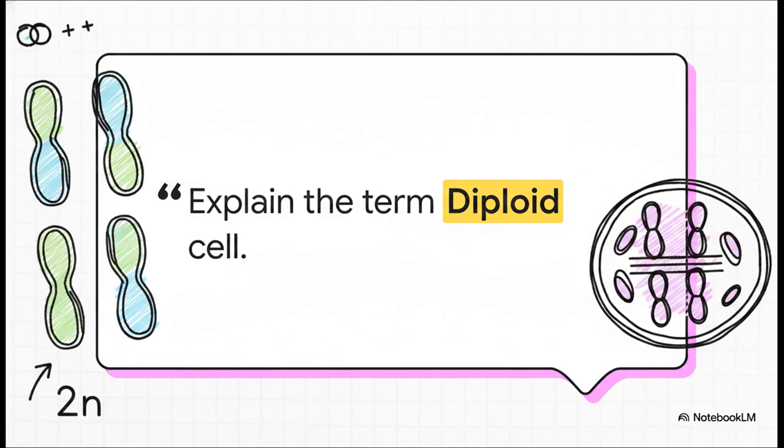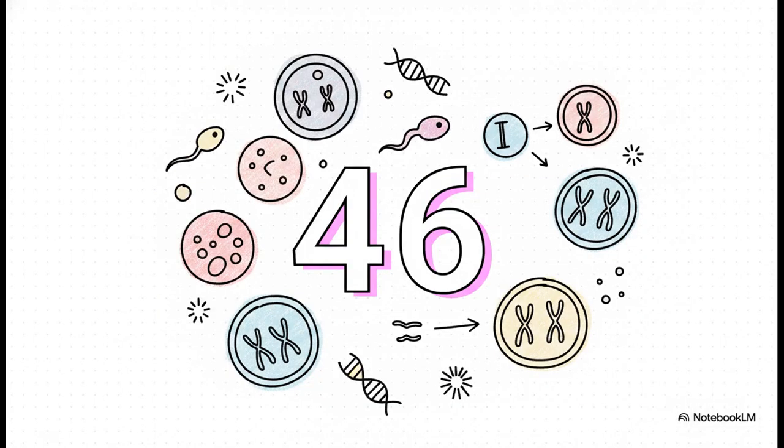Now for the exact counterpart exam question. Explain the term diploid cell. I want you to mentally contrast this with the haploid definition we just went over. If haploid is half, what do you think a diploid is? Right, a diploid cell contains two full sets of chromosomes, and that's represented by 2n. Fertilization, which is when that n equals 23 sperm meets the n equals 23 egg, restores this diploid state.